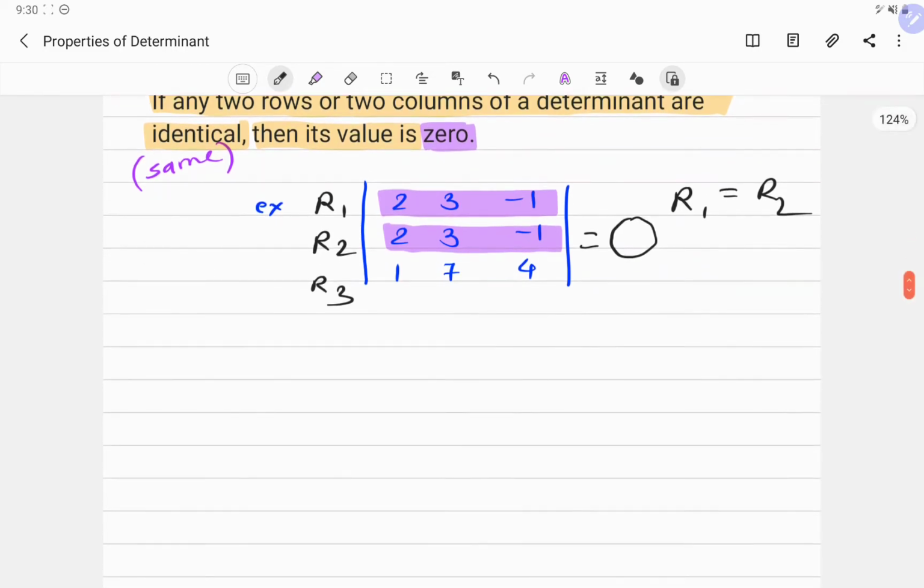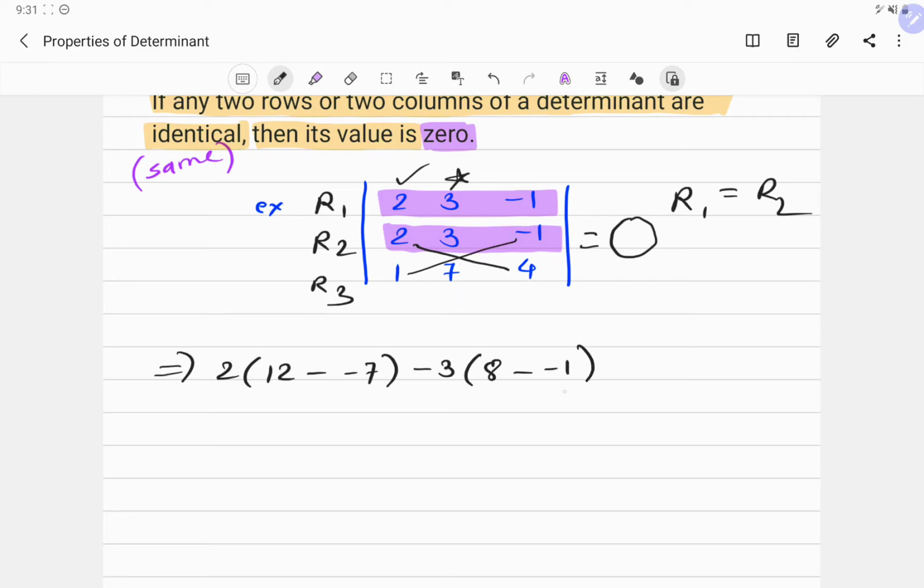Now let's cross check it with simplification. Here I am taking the expansion of this determinant along this 2. So 2 into this cross, 4 into 3 is 12 minus 7 into minus 1 is minus 7. Then here I am taking expansion along this 3, but don't forget to change its sign. It's minus 3 times. Now the expansion along this 3 is this cross, 2 into 4 is 8 minus 1 into minus 1 is minus 1. Then the last expansion is along this minus 1, and let's apply this cross: 2 into 7 is 14 minus 1 into 3 is 3.